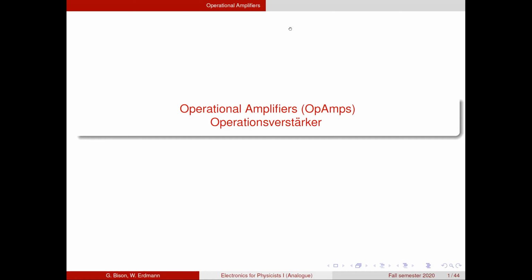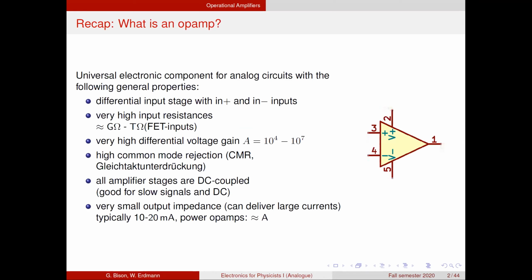Okay, so the topic of today is operational amplifiers. And with Wolfram, you've already seen how they work internally. Today we want to have a look at what one actually does with operational amplifiers. So let's quickly recap the properties of an operational amplifier. The symbol you see here, I hope you can see my highlighting.